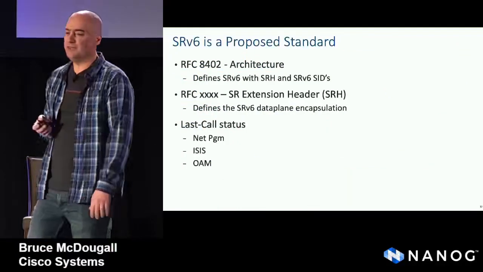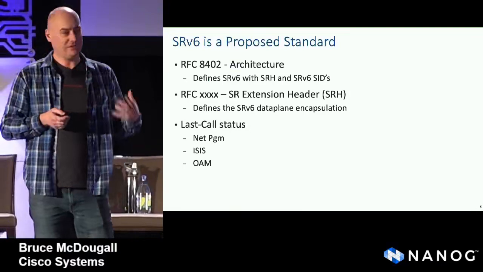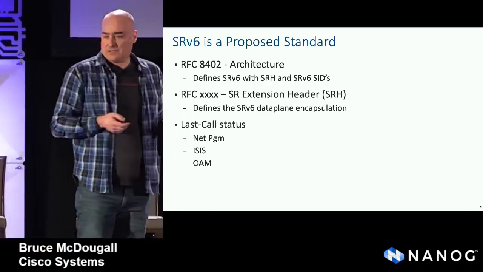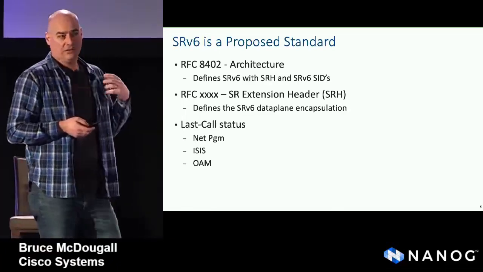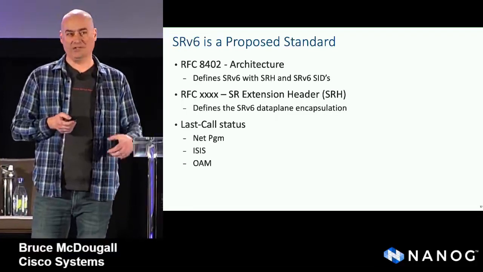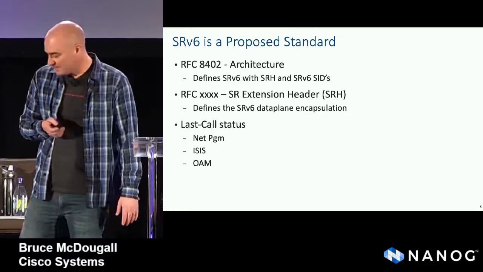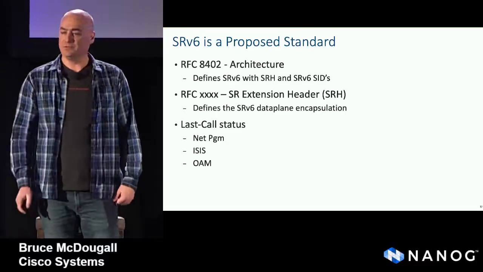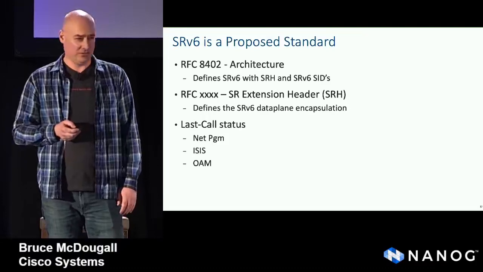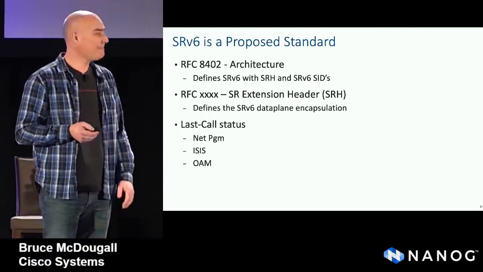SRv6 is a proposed standard, so RFC 8402 has been allocated. 8402 defines SRv6 with key concepts such as SRH and SRv6 SIDs. The SR extension header, or SRH itself, is the SRv6 data plane encapsulation, and that one is through IETF last call and is awaiting its RFC number assignment. Also within the Spring Working Group, there are another 3 drafts that are working their way through. They're at last call status now. So the network programming draft, the SRv6 extensions for ISIS, and SRv6 OAM.